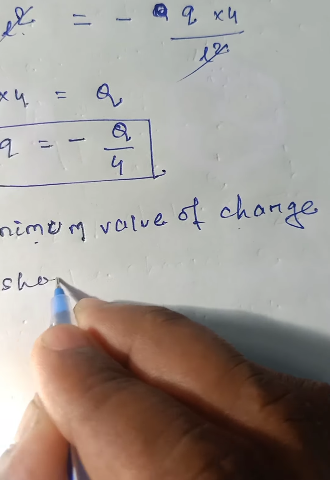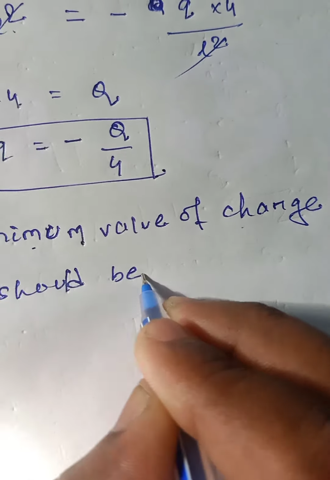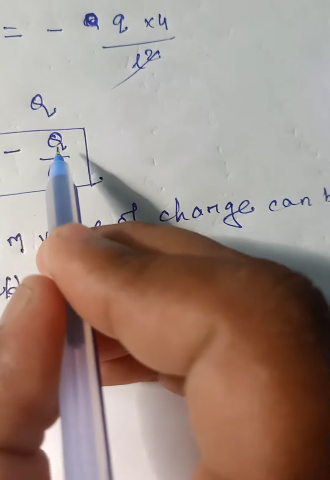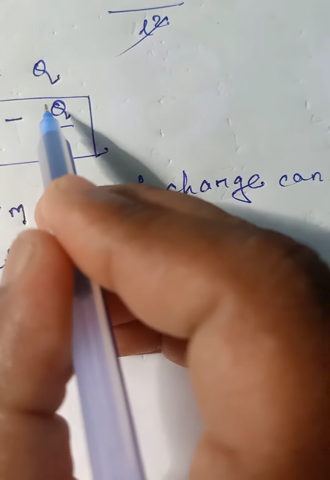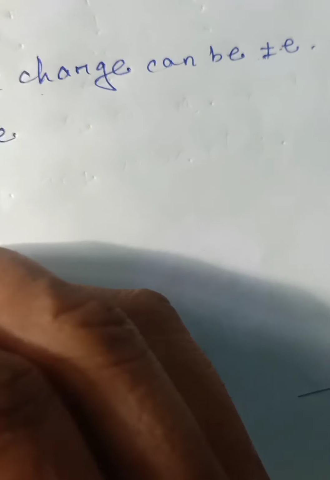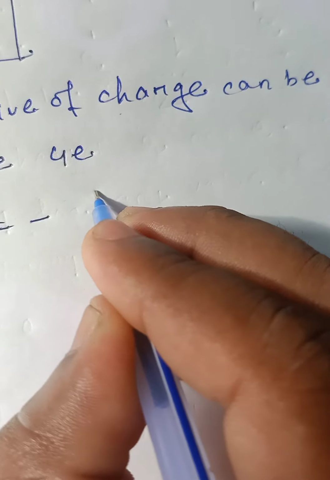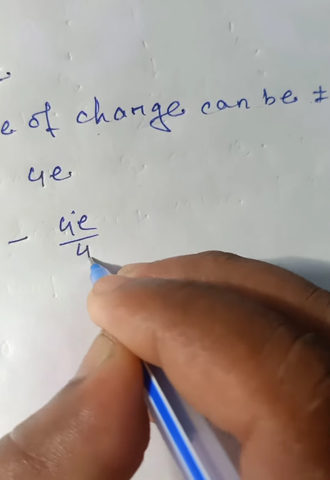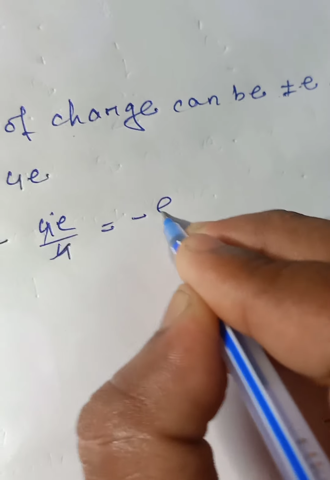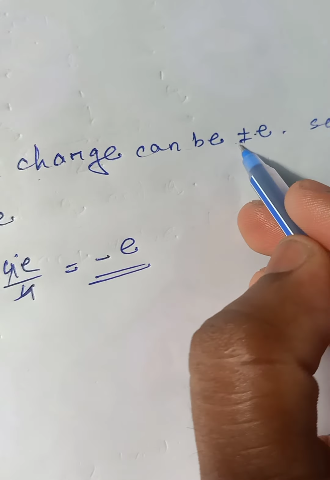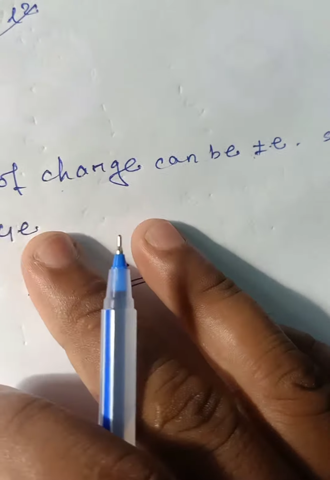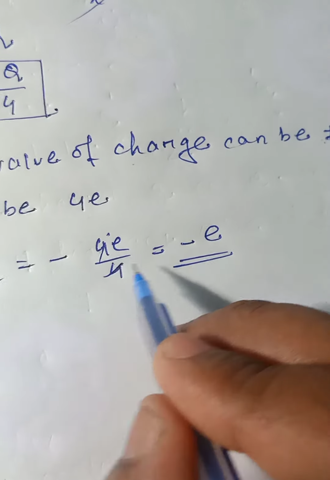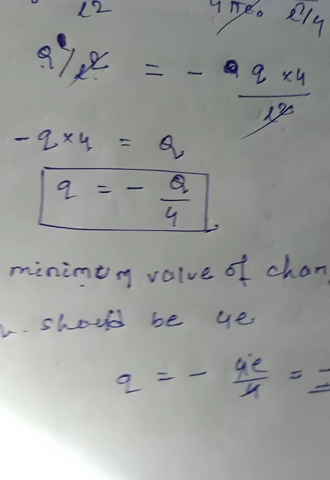So capital Q should be how much? 4e. Yes or no? Q should be 4e. Now the value of Q equals 4e. That means small q is equal to minus capital Q by 4, which is minus 4e by 4, equal to minus e. So minus e is the minimum value. Okay, so the minimum value of charge is minus e.